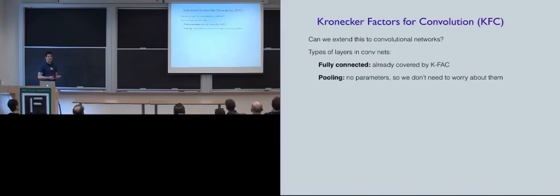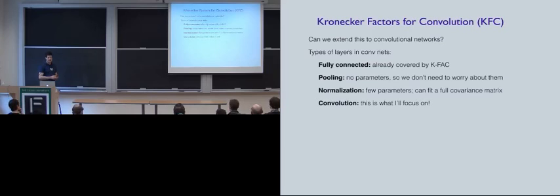These layers don't have parameters, and so we don't actually have to worry about them in optimization. There are normalization layers, and these generally have a very small number of parameters, and so we can afford to fit the full Fisher blocks over these layers. And so the difficult ones are the convolution layers, and this is what I'll actually focus on.